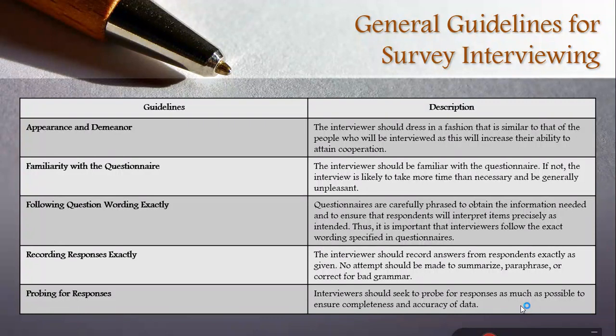Similarly, it's also important that the interviewer record the answers from respondents exactly as given. So there shouldn't be any attempt by the interviewer to summarize, paraphrase, or correct for bad grammar. And then finally, as I mentioned previously, it is also appropriate and sometimes necessary that the interviewer seek to probe for responses in order to ensure completeness and accuracy of data. The key thing to keep in mind about probing is that we never want to force anyone to answer questions.